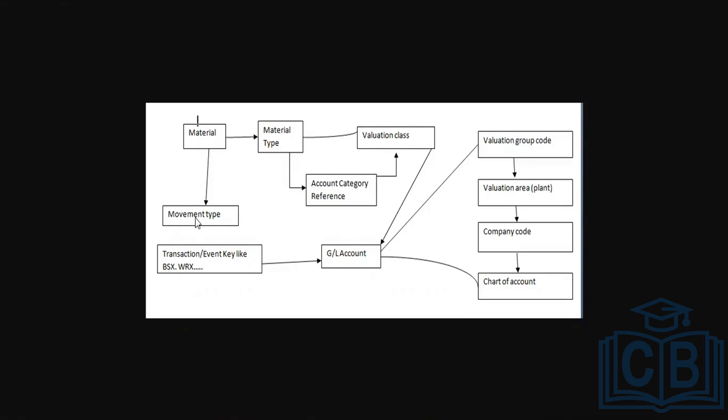Finding means with reference to the movement type and transaction. This will be linked to the valuation string. For example, there is a movement type 101 and there is a valuation class FF1 and plant. With this combination the system will go and check for this valuation class and transaction event key whether the GL exists or not. If the GL does not exist, the system will throw an error: account not found.